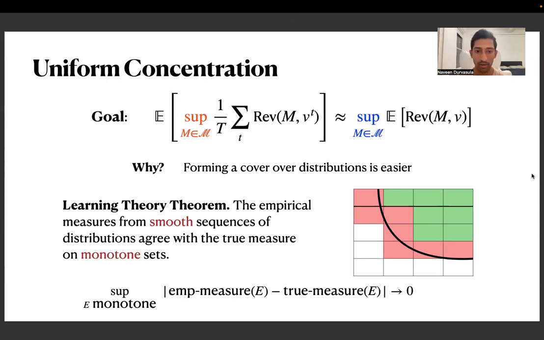Tools from VC theory, or standard tools from the learning theoretical literature, already show that for nice sets, for example, unions of boxes, the empirical measure will converge to the true measure. What we do here is we extend those results to all monotone sets when the distribution is smooth, because we can look at the boundary, and the boundary, by that fact I mentioned earlier, has small Lebesgue measure, and so the smooth sequences of distributions will have small measure on that boundary. And then by VC theory, we have agreement on the interior, and so putting those two things together, we get the desired result.